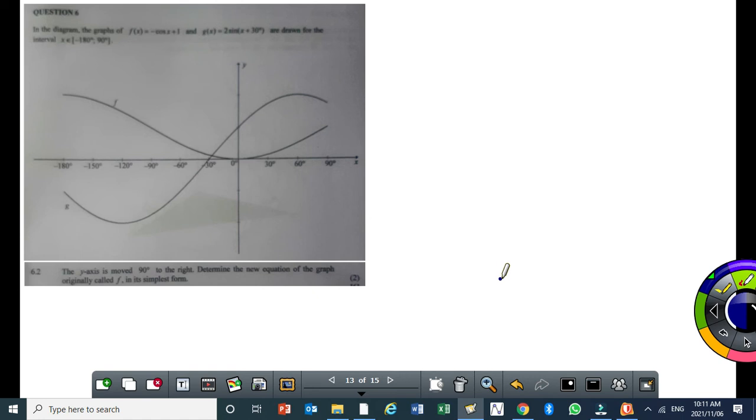So if the y-axis can move 90 degrees to the right, it's the same as saying the graph is moving 90 degrees to the left. Oh, yeah. So wait. Are you following what I'm saying?